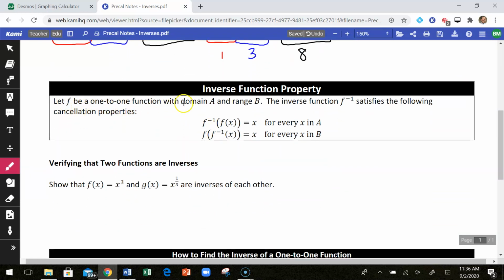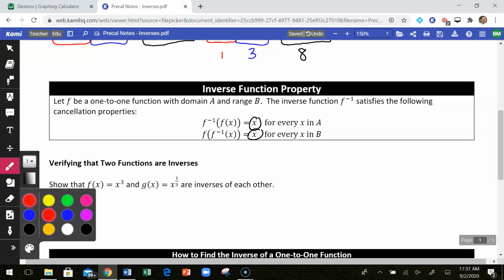If f is a one-to-one function, then the inverse function f inverse satisfies the following cancellation properties. What this means is, if I take two functions that are inverses and compose them, and I end up with just x, nothing else but x, by composing it both ways, then yes, they are definitely inverses. So we're going to show that below here.